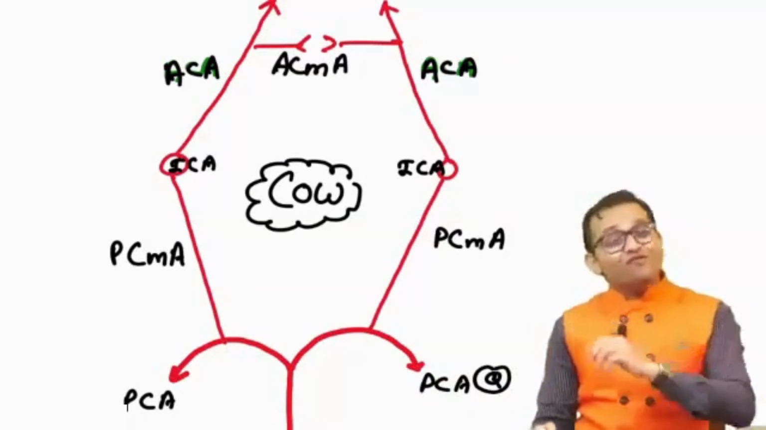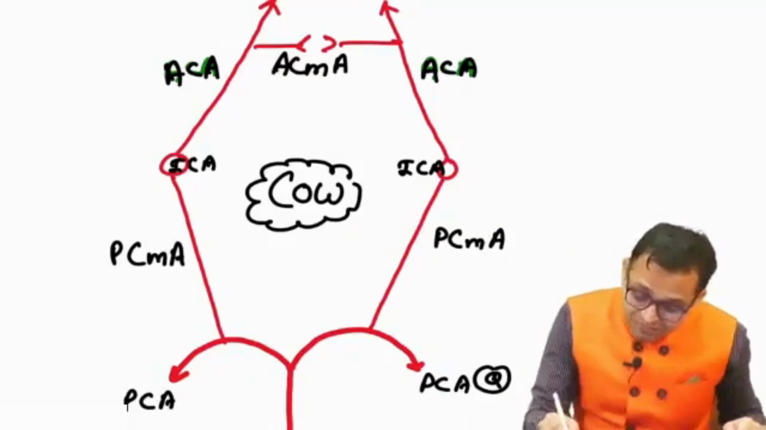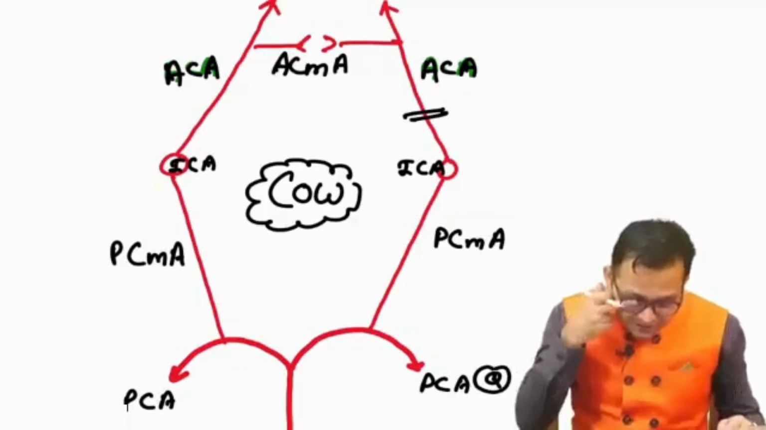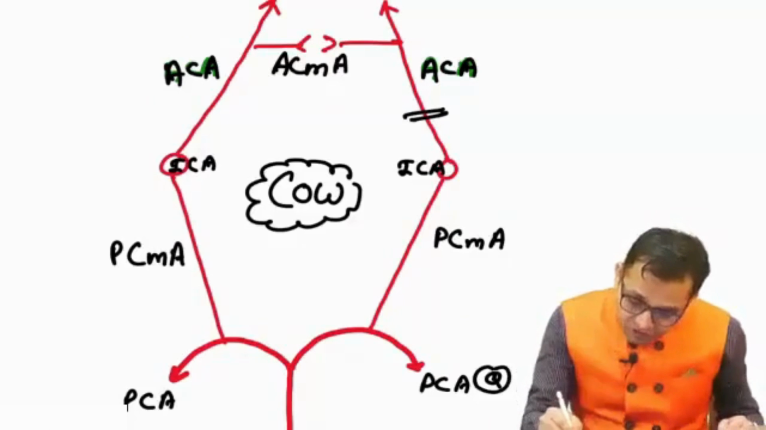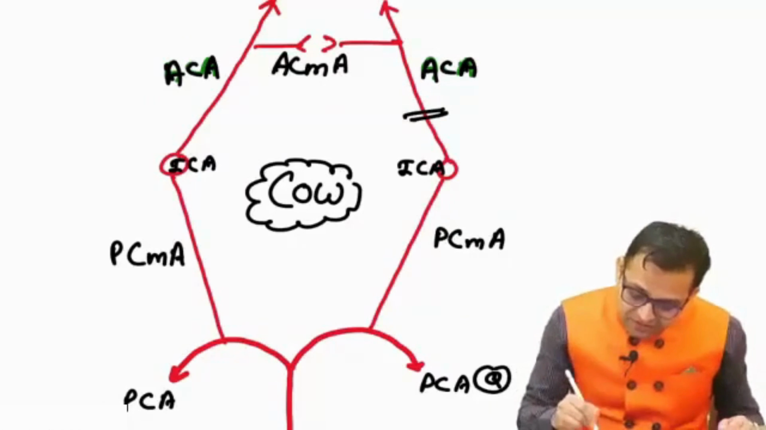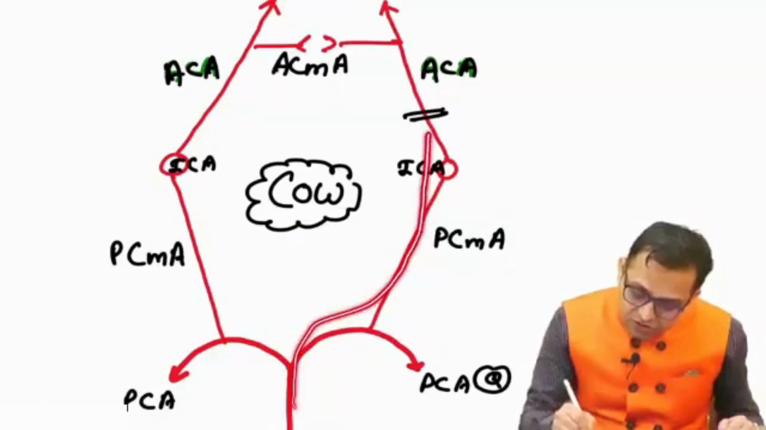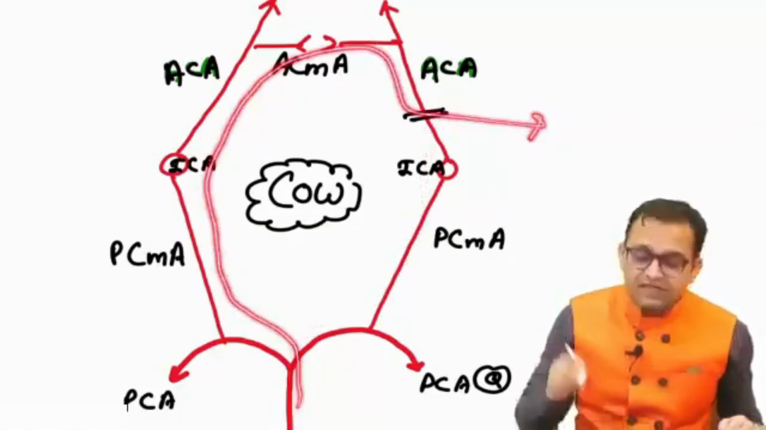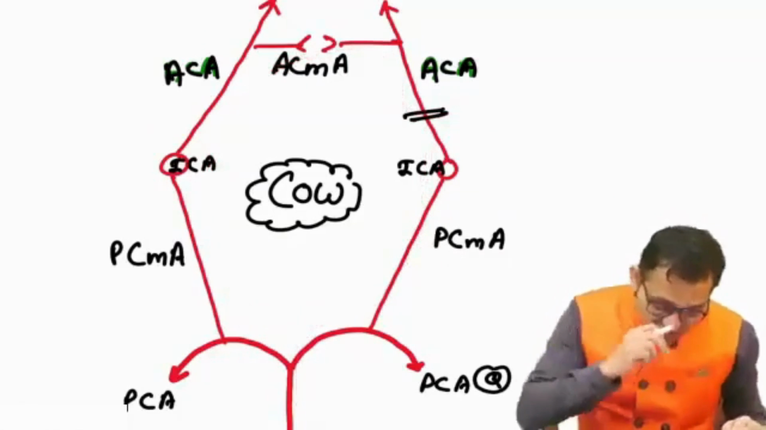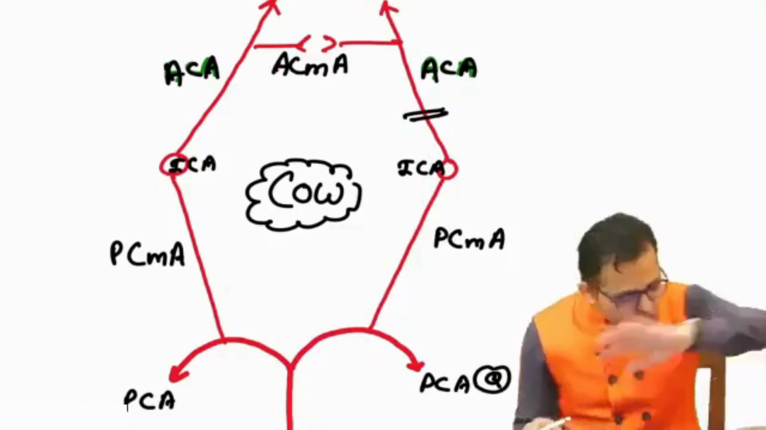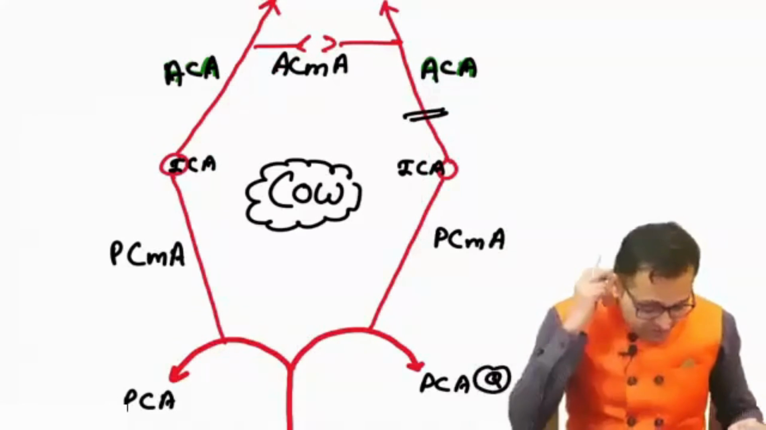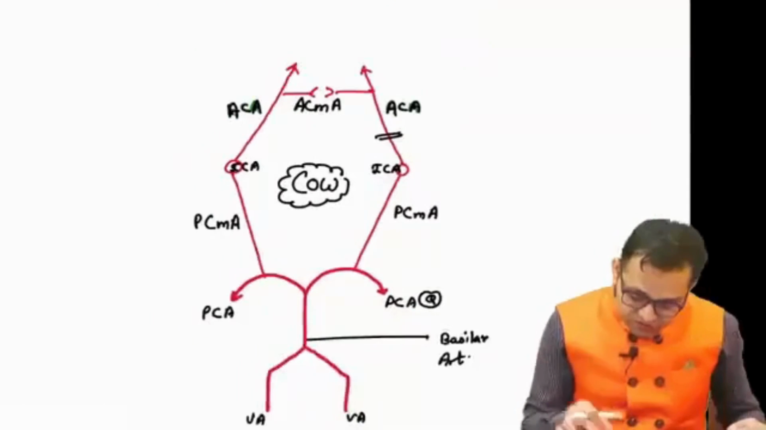What is the utility of this cow? Try to understand. Suppose if there is a blockage, then what will happen? Sir, the artery is not going from here, but the blood supply will go from here to the opposite side. So this is important. Okay, yes, please share your knowledge with each other. Okay, everyone share all these things with each other. Okay, so try to understand further.